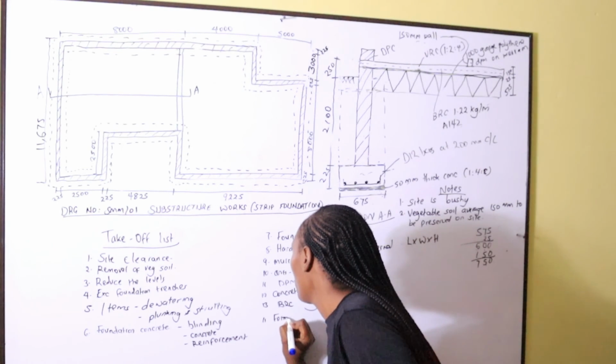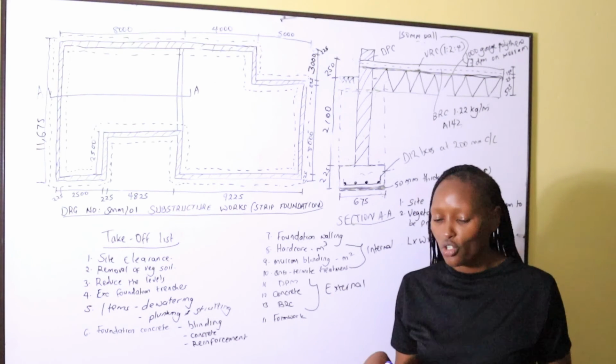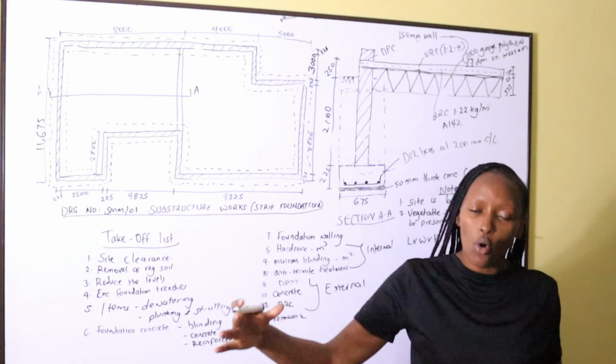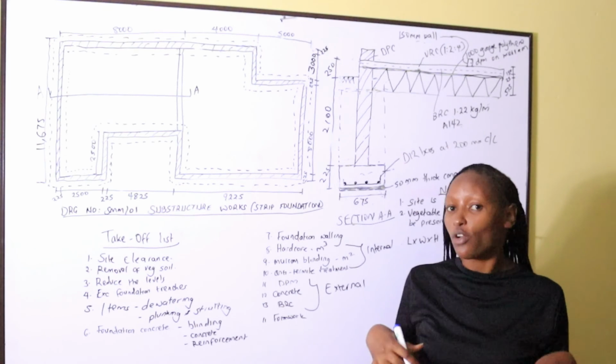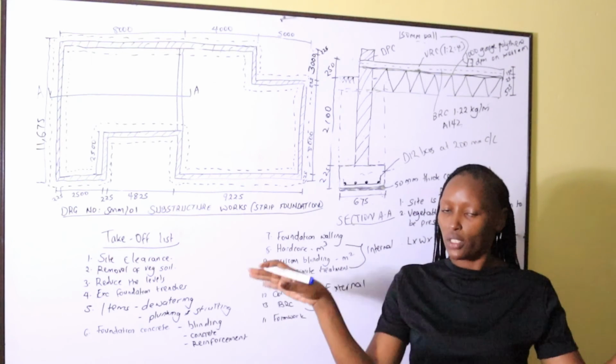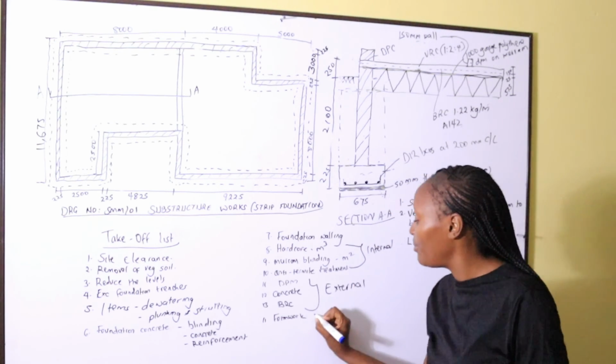You see, around the foundation, after we have done the foundation walling, before we do the concreting, we usually do formwork around the foundation on the external wall so that it can support the concrete. The concrete cannot pour outside. So the formwork is usually measured in linear meters.